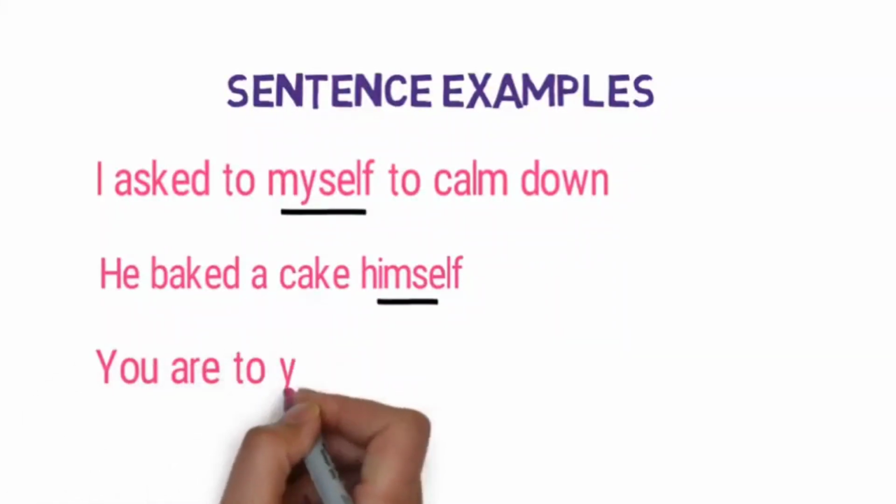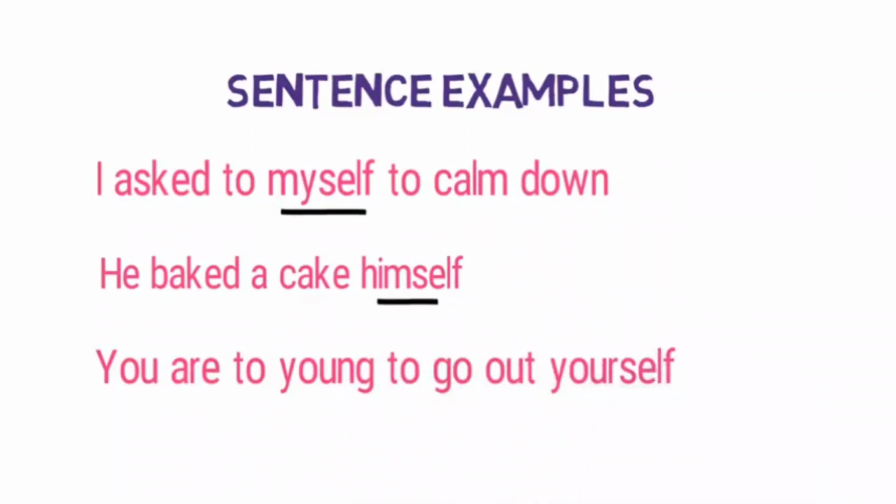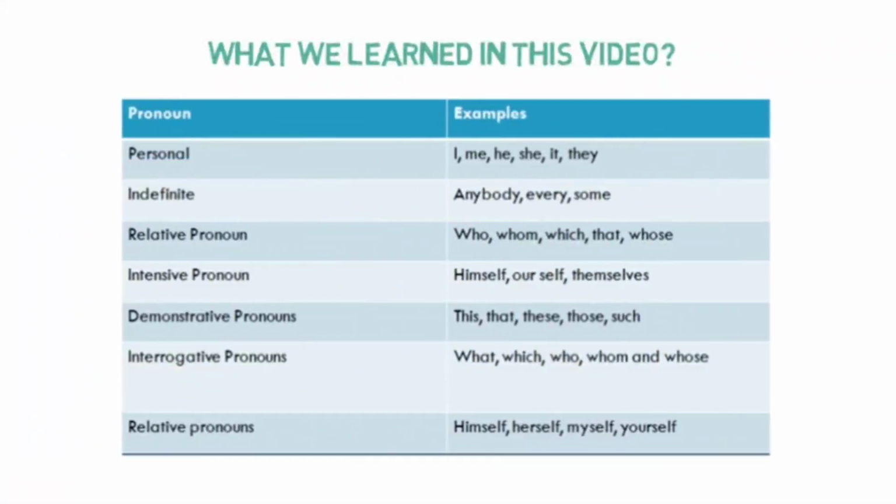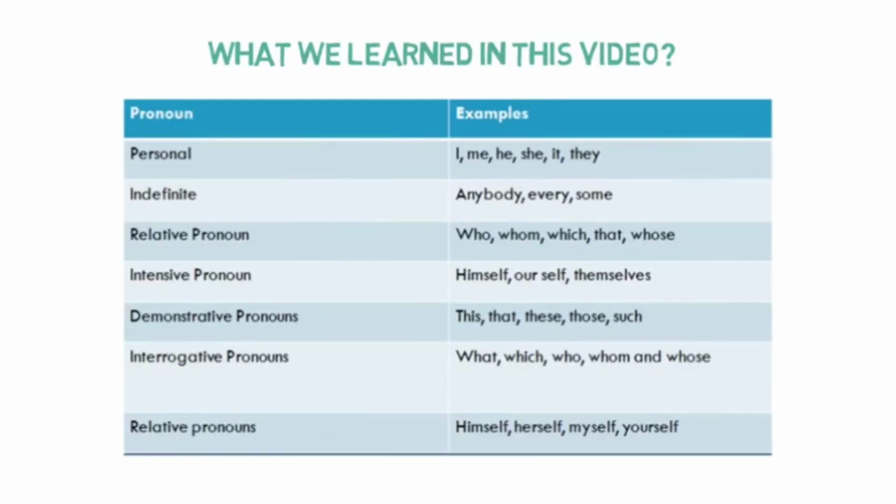You are too young to go out by yourself. Here, both subject and object refer to you. So, yourself is a reflexive pronoun. So, what have we learned in this video? We have covered all the types of pronouns here. Please see the table. Pause the video and check out the pronouns and the examples. That's all in this video.